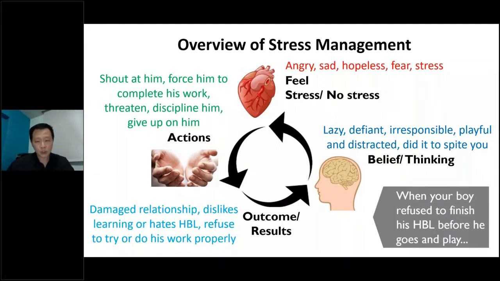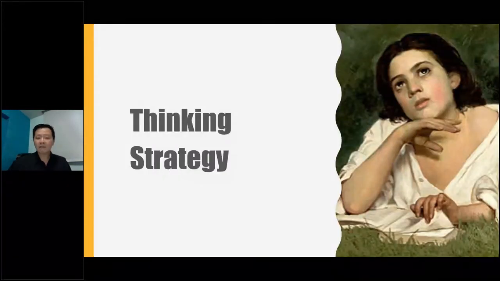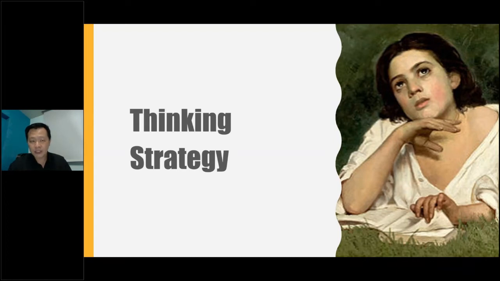The first strategy of stress management, based on the diagram, is when we begin to change the way we think. If we begin to change the way we think, it will affect our feeling of whether we are stressed or not. So I'm going to touch a bit on this.